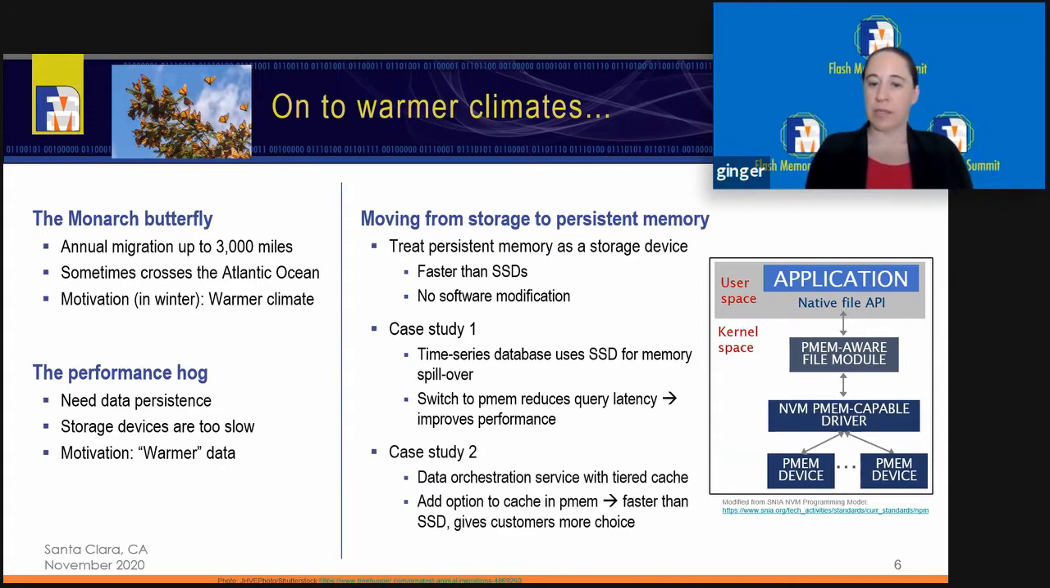Another case study is a data orchestration service that has a tiered cache. They have the option to store cache data in DRAM and SSDs. When they added the option to cache in persistent memory, this gave their customers more choice, which is great. And this tier is faster than SSD. So again, it comes down to better performance.